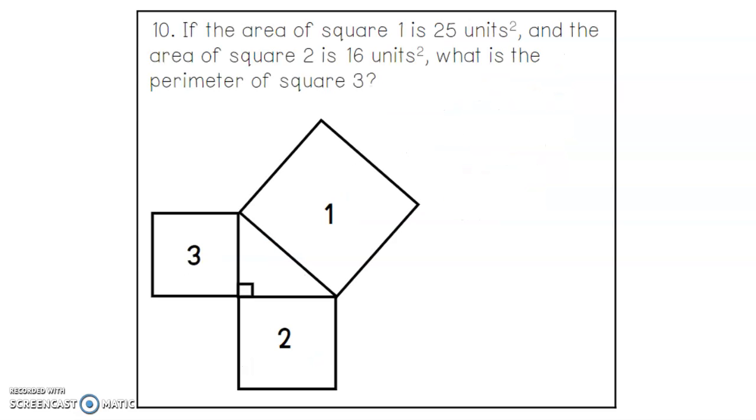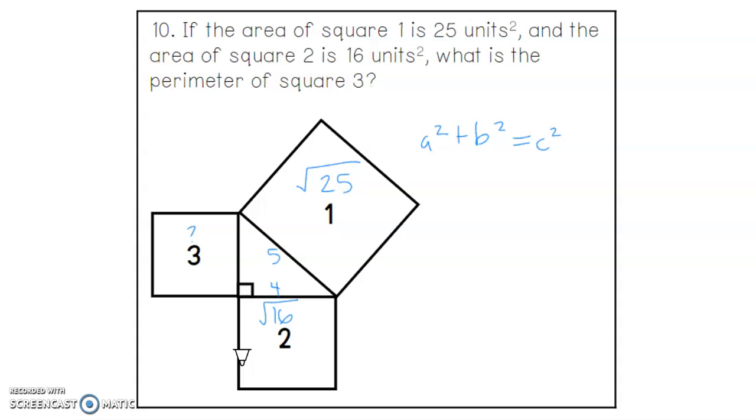All right, one more example. If the area of square 1 is 25 units and 2 is 16, what is the perimeter? Ooh, so lots of juicy stuff in here. All right, so I would know square root, this is 5. Square root of this is 4. So a squared plus b squared equals c squared.